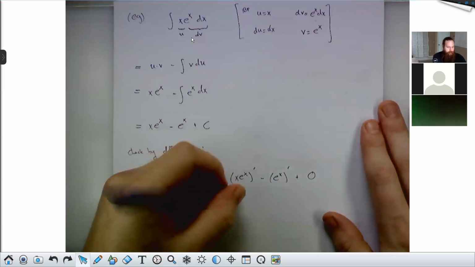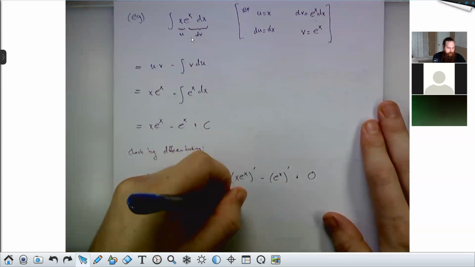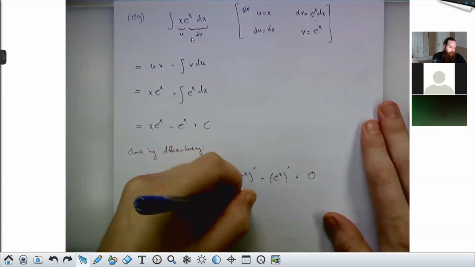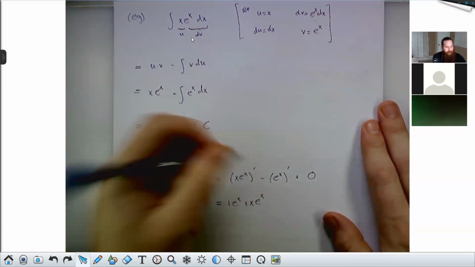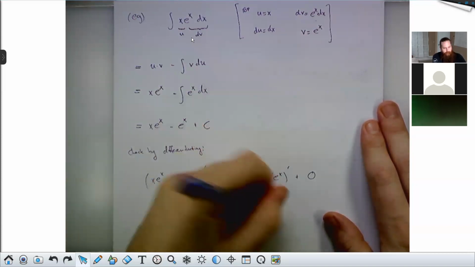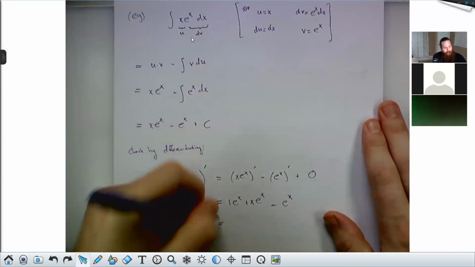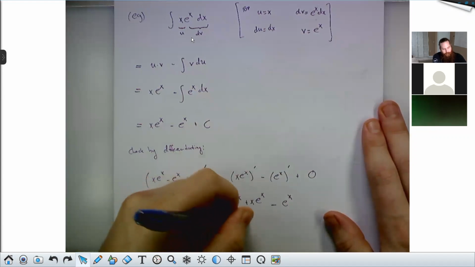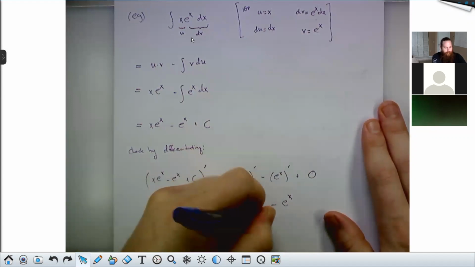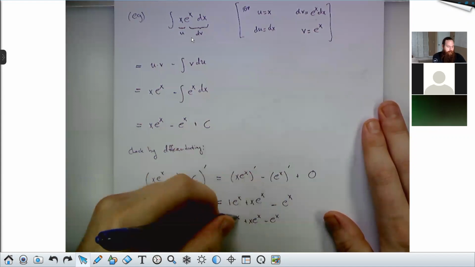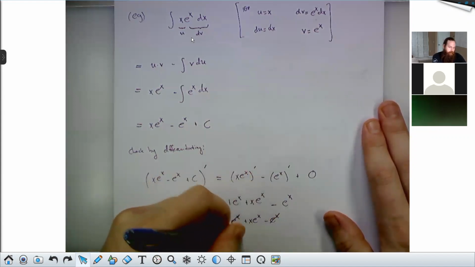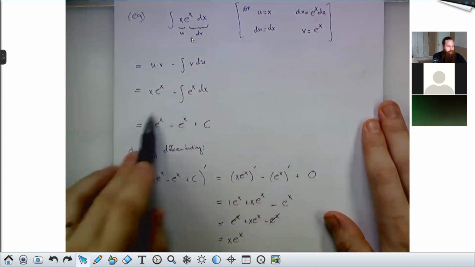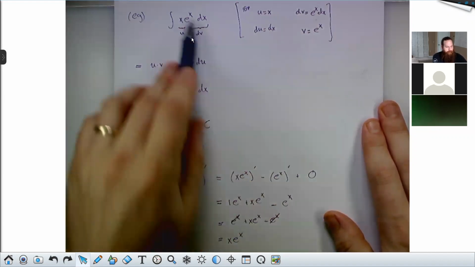So I'll differentiate the x, leave e to the x alone. Add that to what I get when I leave the x alone, but differentiate e to the x. And then minus the derivative of e to the x is just e to the x. So we get e to the x plus x e to the x minus e to the x. These guys cancel. And you do just get x e to the x. So this really is the antiderivative of this.